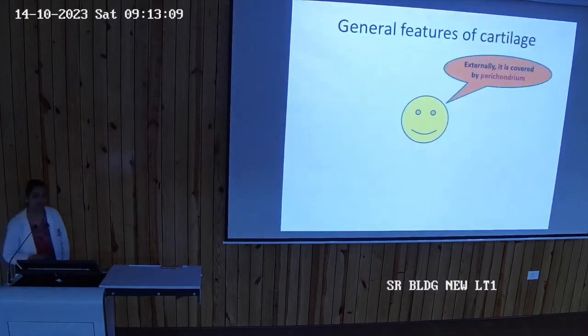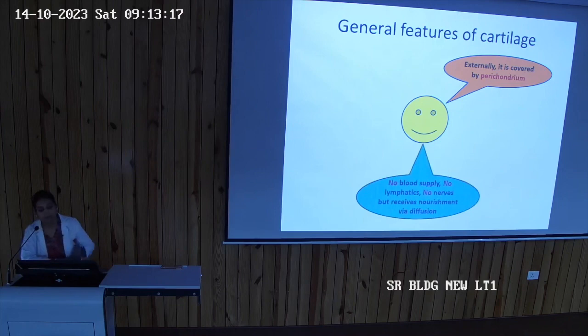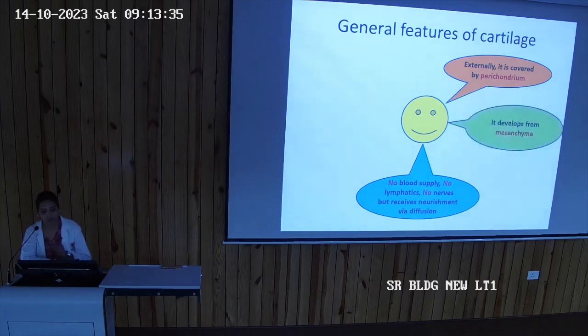So general features: externally it is covered by perichondrium. The outer layer of cartilage is perichondrium. It is avascular. It has no blood supply, no nerve supply, no lymphatics. This is the key feature of cartilage. But it receives its nourishment through diffusion, through the perichondrium.